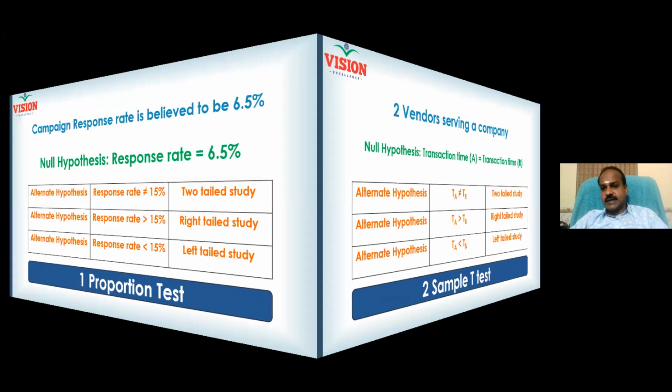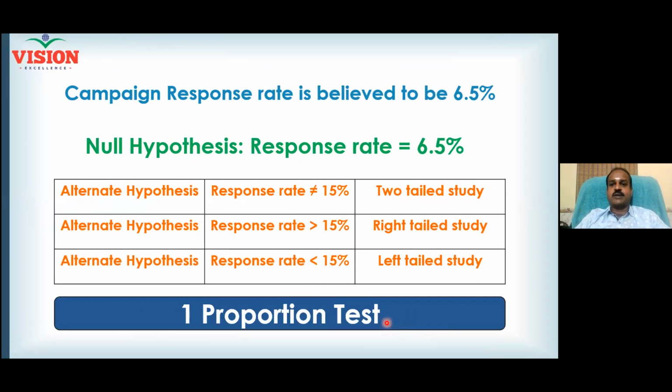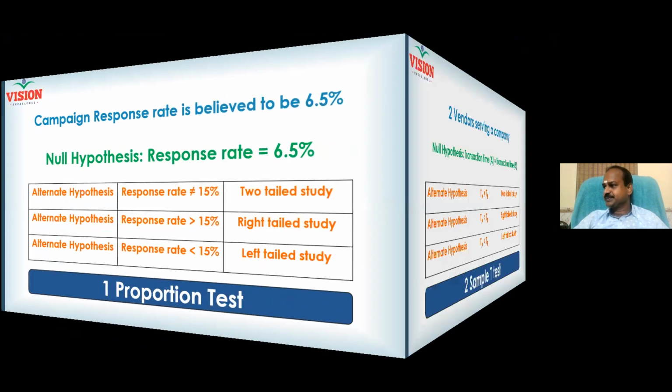Number of questions correctly answered, number of questions wrongly answered. Number of questions correctly answered, is it an average or a proportion? Proportion, sir. When I say just yes or no, and I'm only counting, that is always proportion.